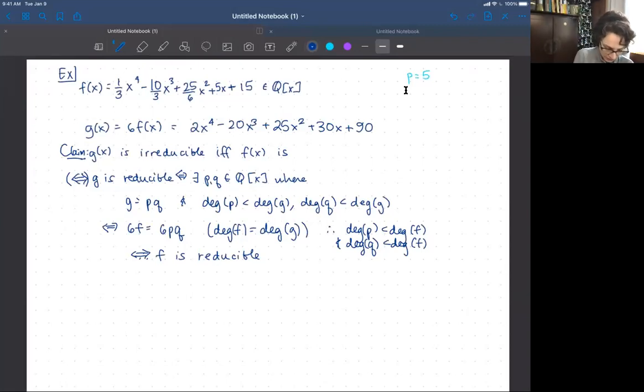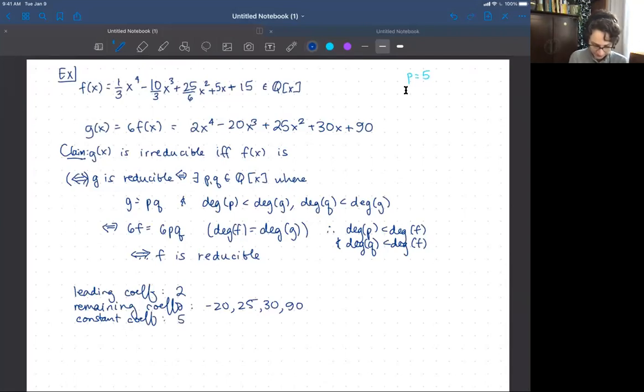Okay, so now I'm in a situation where I've got a polynomial with integer coefficients. I want to use Eisenstein's irreducibility criterion. So my leading coefficient is 2. My remaining coefficients in a list are -20, 25, 30, and 90. And my constant coefficient is 5. So no, it's not 5. I kind of know that I want to use that prime, but let's work it out here. My constant coefficient is 90. So here's what I'm looking for.